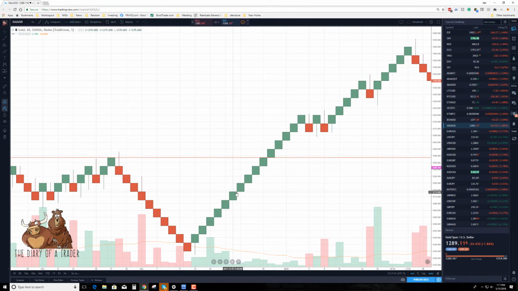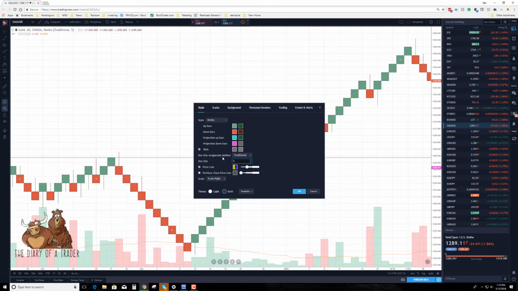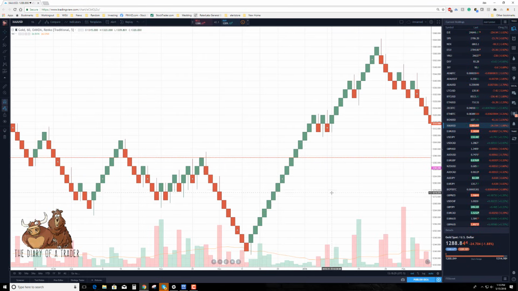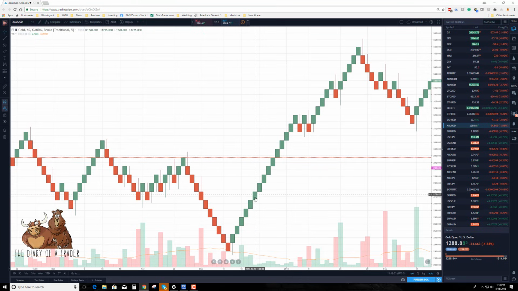And how these are created is using a set amount of points or pips or satoshis, however you want to call them. For right now, a brick in this chart will only form when $5 worth of movement has been traded. The box size, or the brick size, I want to say is $5. Actually, let's stick with 5. It's a little easier. So we've got a $5 Renko brick set up.